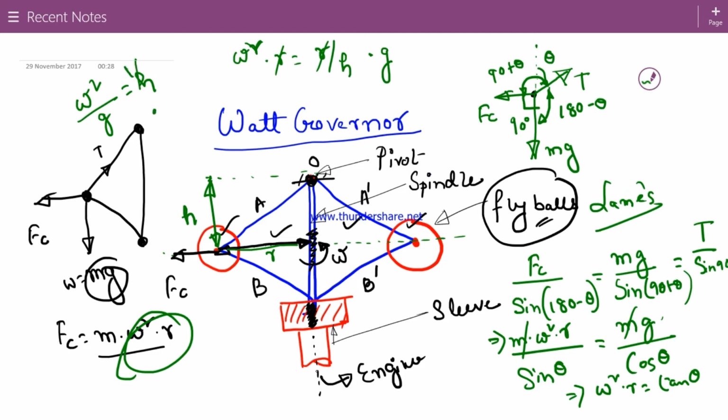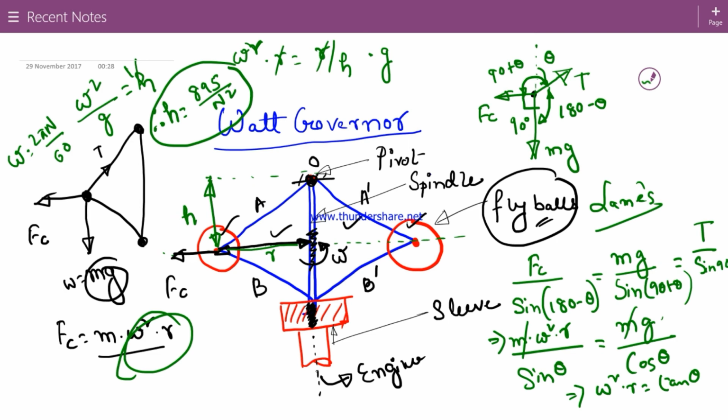If we put omega equal to 2 pi n by 60, with the constants 2 pi and 60 and the value of g as 9.81 meter per second square, then h becomes 895 by n square. So the height of the governor can be written as 895 by n square. We get this value by putting in the expression 2 pi n by 60 and the value of g.